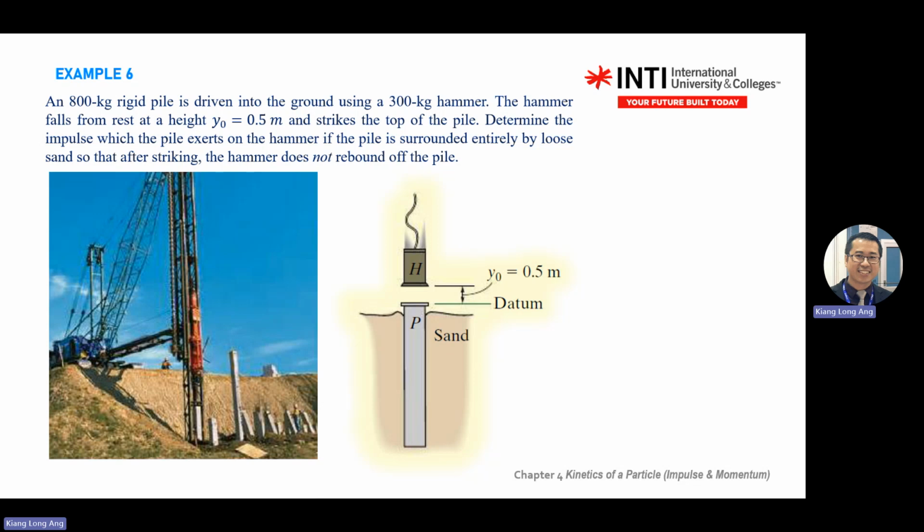So we know that after striking, the hammer doesn't rebound off the pile. So when it doesn't rebound off, how do we estimate the movement? Will it move up or move down when it strikes? It goes down, because it doesn't rebound off, right? So the positive direction is here, going down, right?